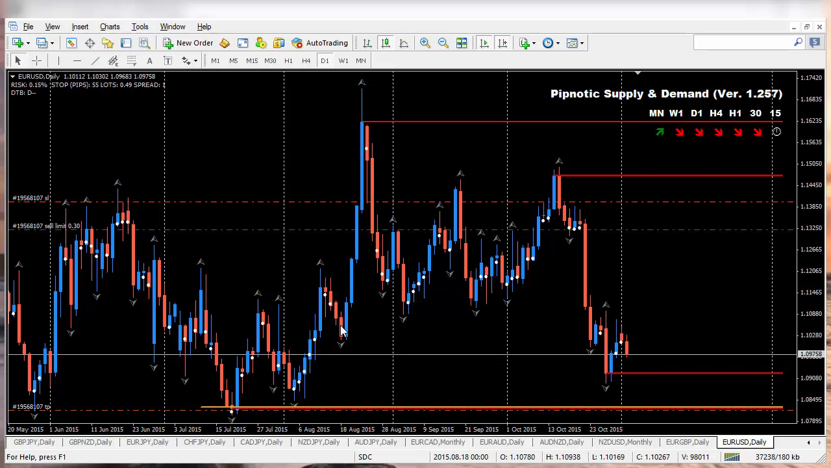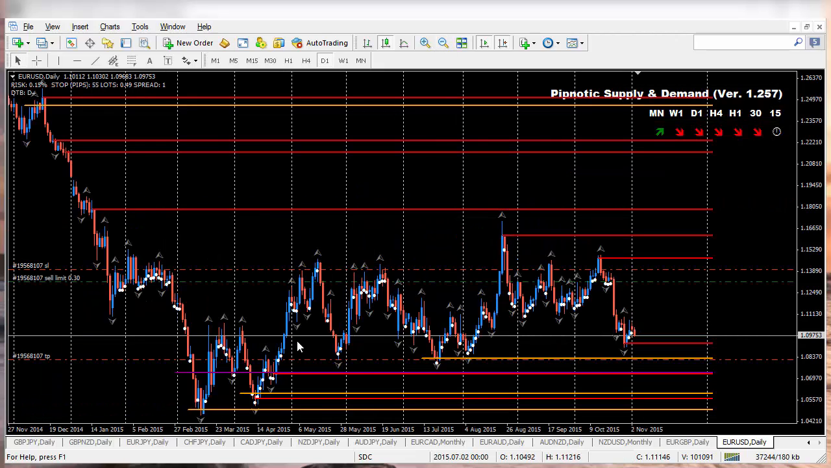Let's have a look at the Euro-US dollar and have a closer analysis of some supply and demand levels. So far, if we are looking at the daily chart, we can see that we have some nice areas of supply and demand on both sides. If we zoom out a little bit, you can see how price has been moving down and now it's kind of drifting sideways and is approaching the lower half of this channel.